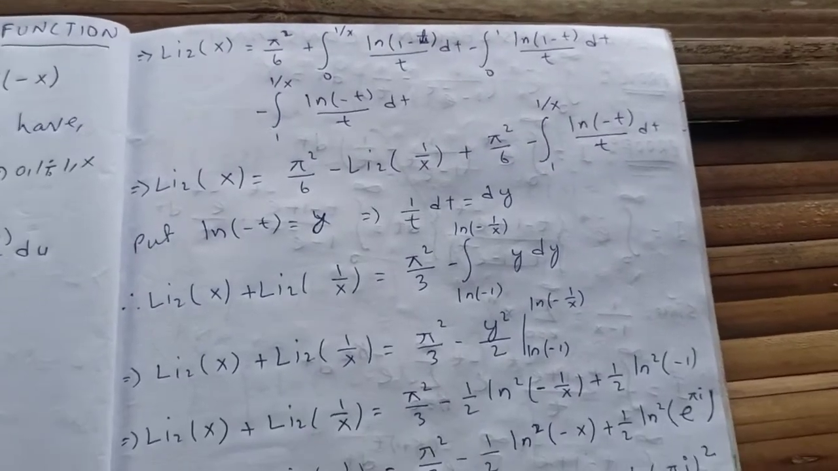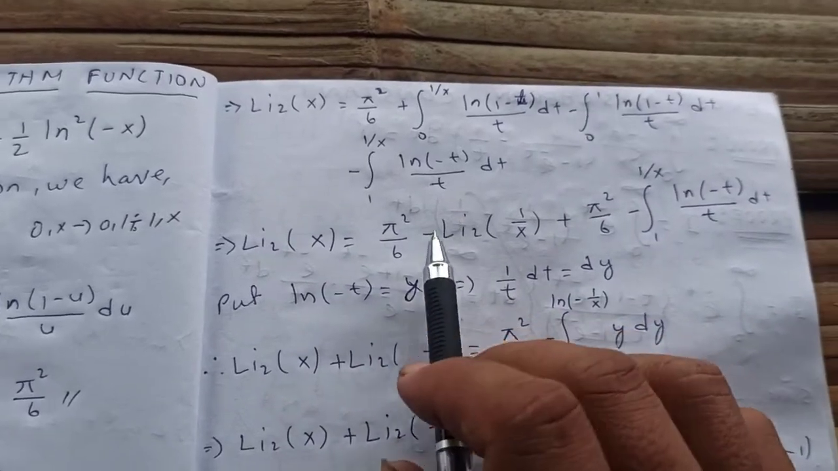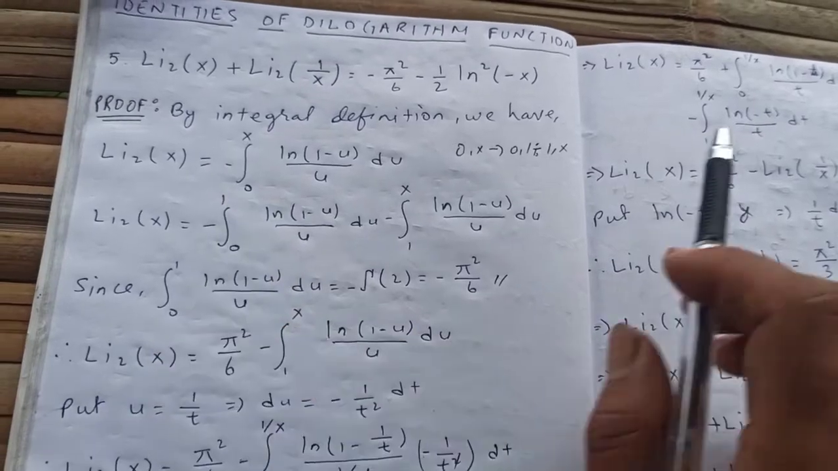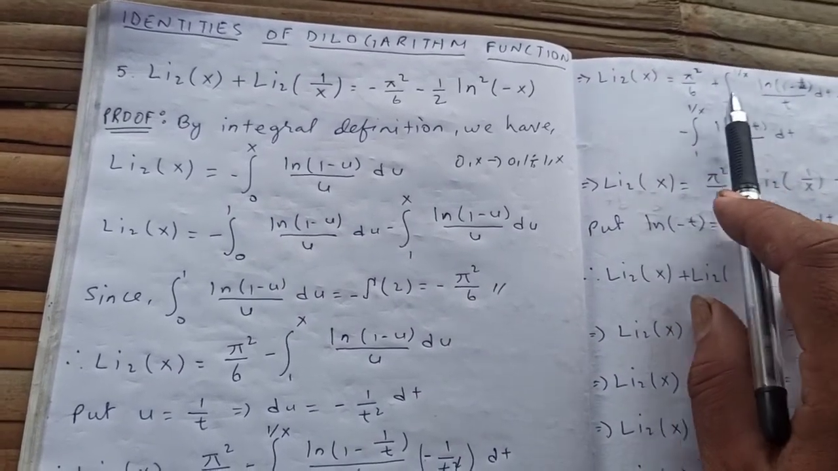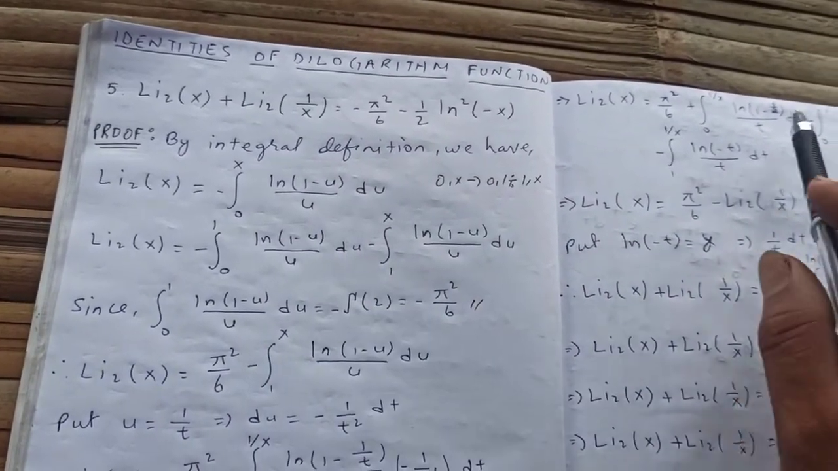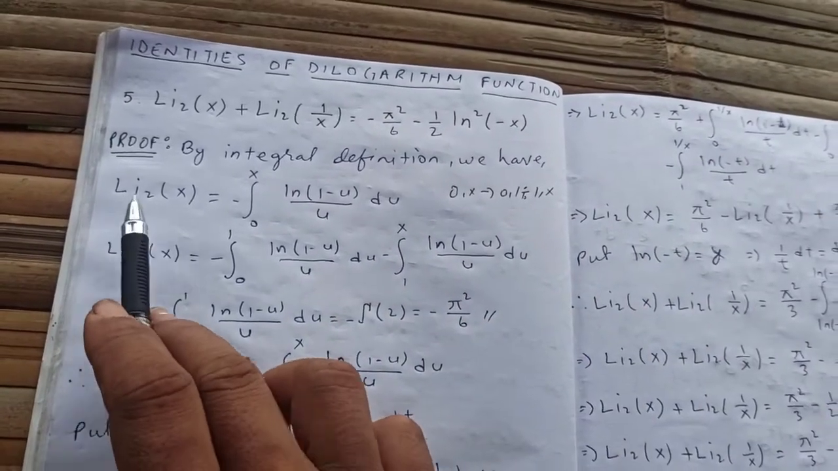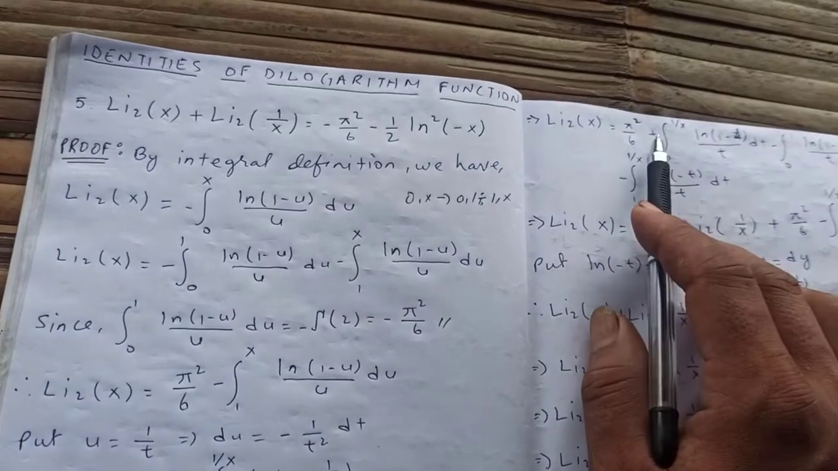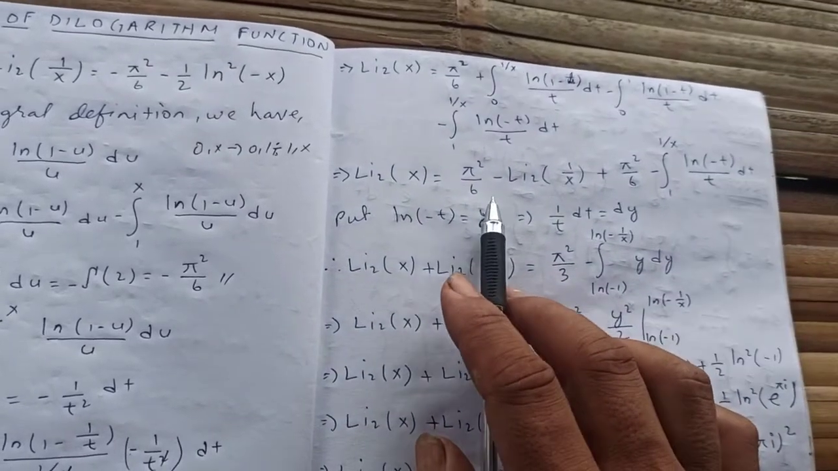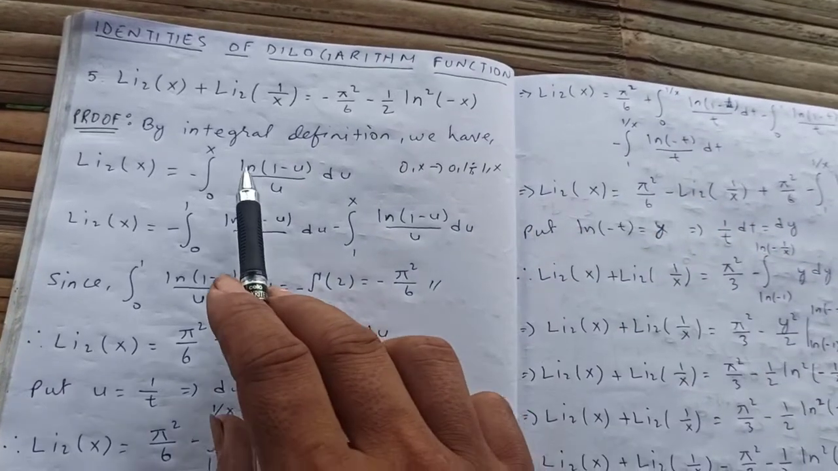Now, Li2 of x is equal to pi square over 6 minus, if you see it here, compare them. The integral from 0 to 1 over x of log of 1 minus t upon t. The variables you can change. So from 0 to x, here it is 0 to 1 over x, that means there is a negative 1 here, so it will be negative Li2 of 1 over x, right? So negative Li2 of 1 over x. I hope that is clear. Compare these two.